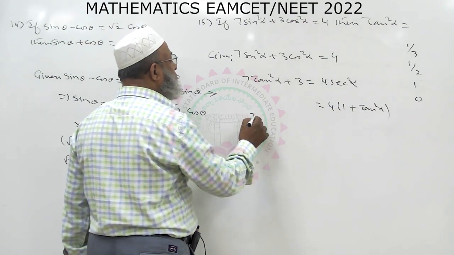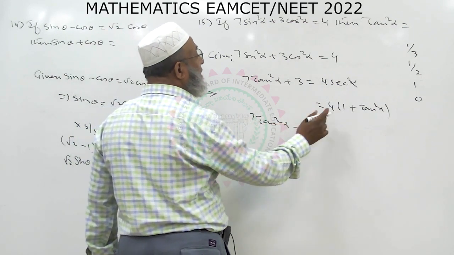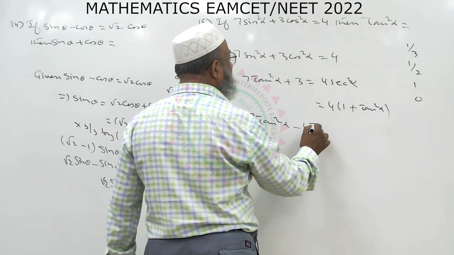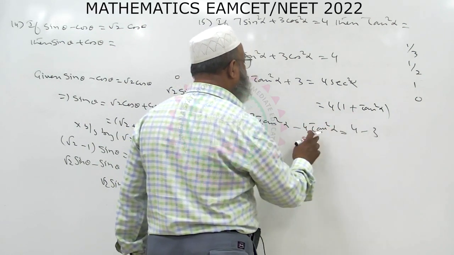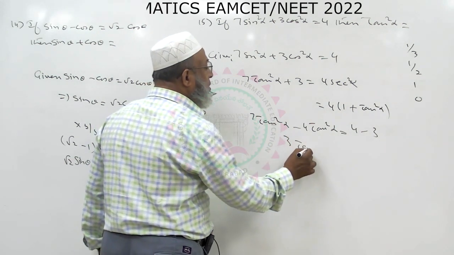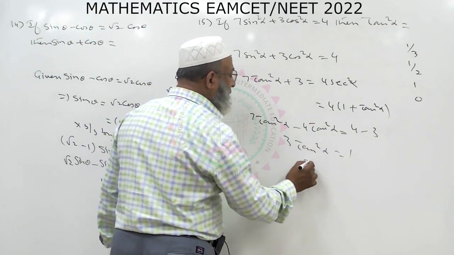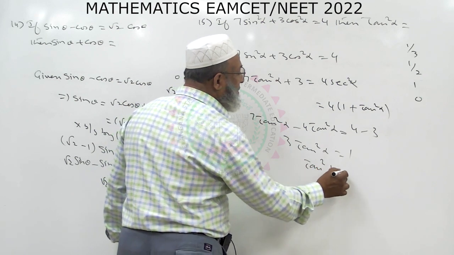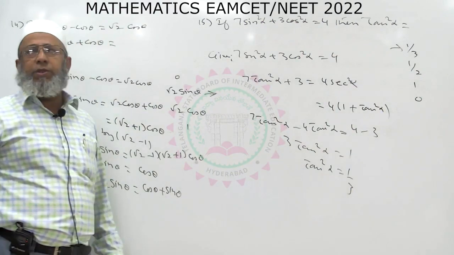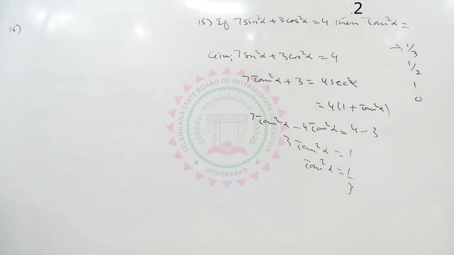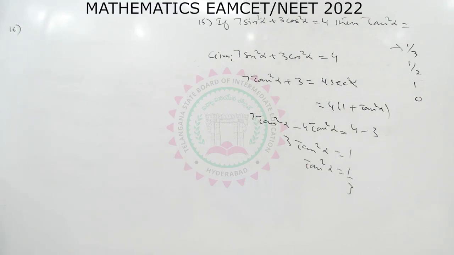So, which gives me 7 tan square alpha plus 3 is equal to 4 times (1 plus tan square alpha), that is 4 plus 4 tan square alpha. So 7 tan square alpha minus 4 tan square alpha is equal to 4 minus 3. 7 minus 4 is 3, so 3 tan square alpha is equal to 1. Therefore, tan square alpha is equal to 1 by 3. So, first option. Is it clear? Right, now next question.